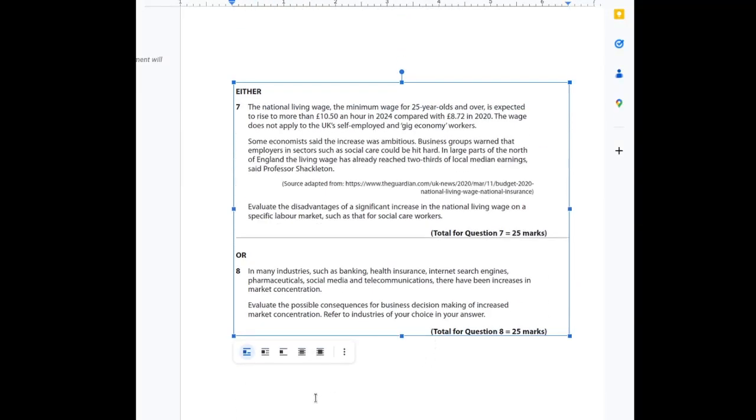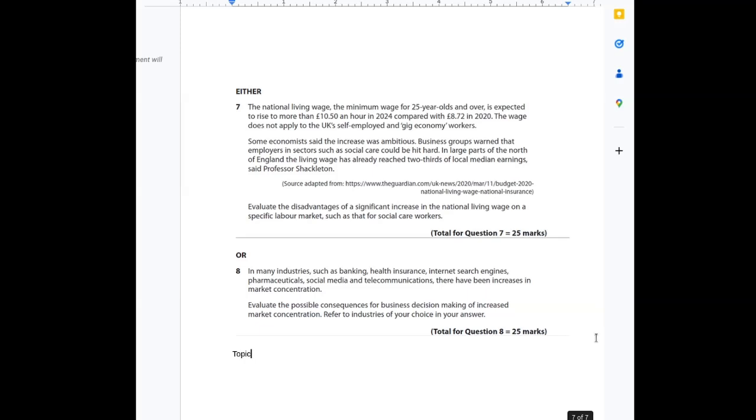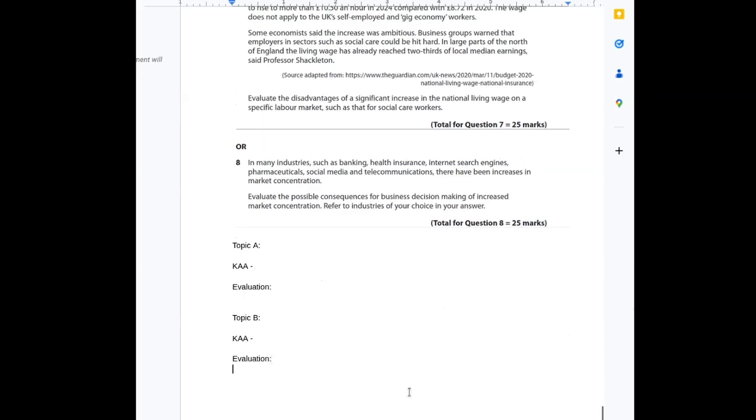Okay, question seven is a 25 marker. And so I'm going to use a standard structure that I would for a 25 marker. Two topics. An evaluation paragraph for each of the topics. So each of these topics is going to be broken into two paragraphs. One is going to be a knowledge application analysis paragraph, and then an evaluation paragraph. And then at the end, I'm going to do a judgment slash conclusion.